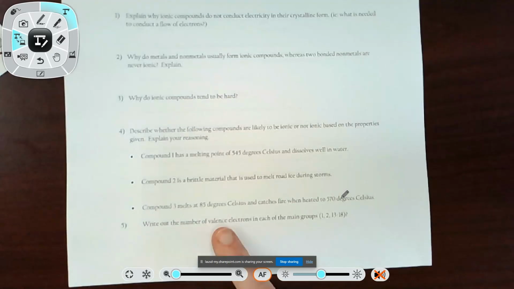Compound three melts at 85 Celsius and catches fire when heated to 570. So here it melts at a very low temperature. So this is a non-ionic substance.